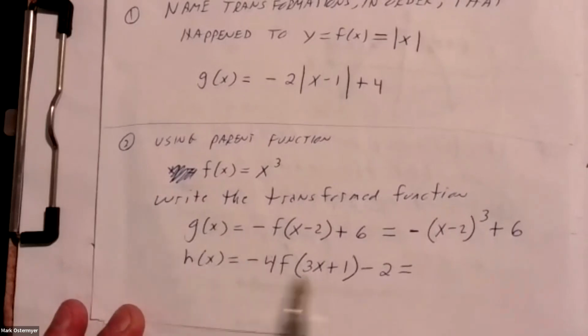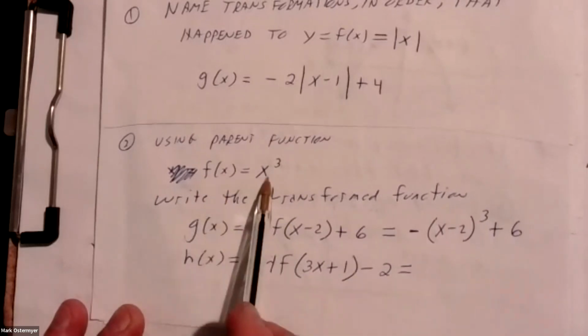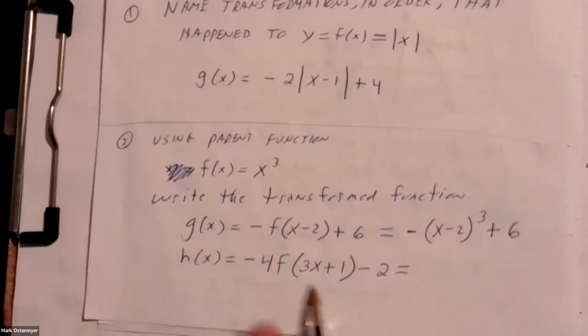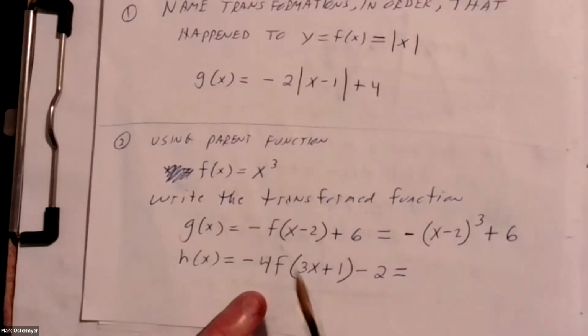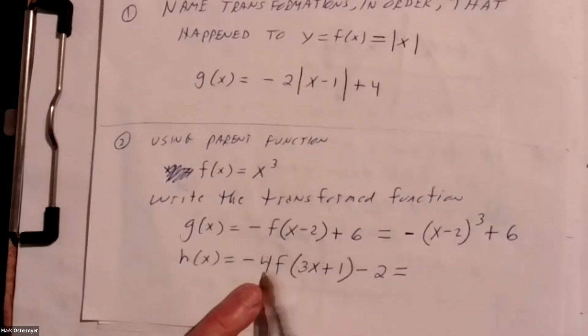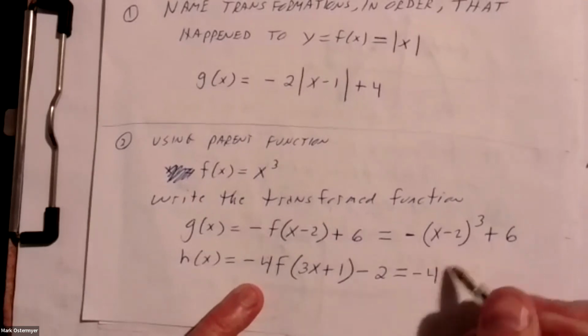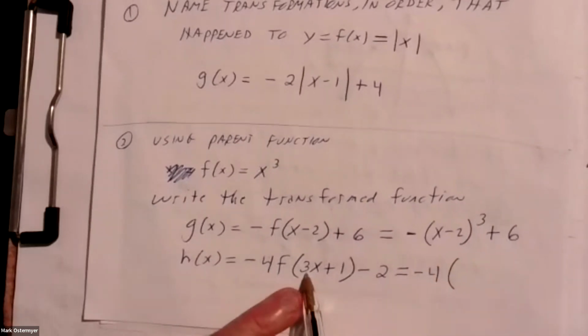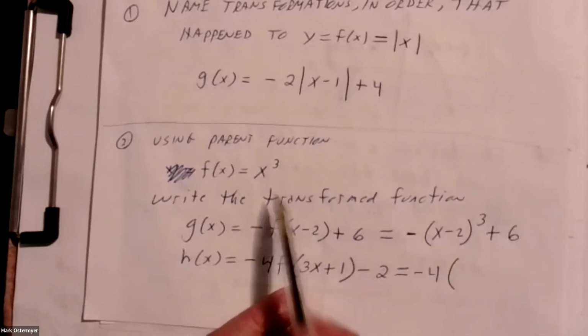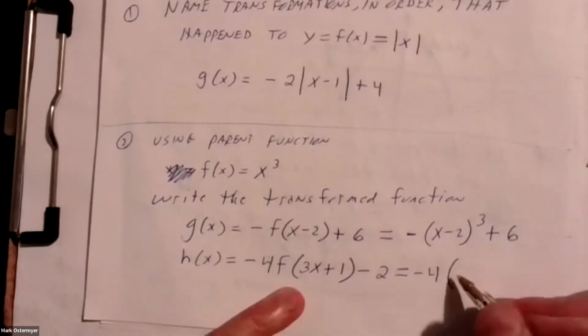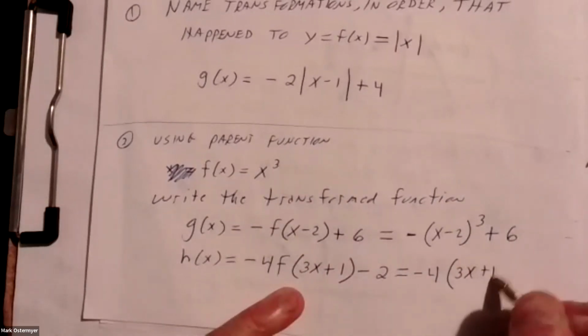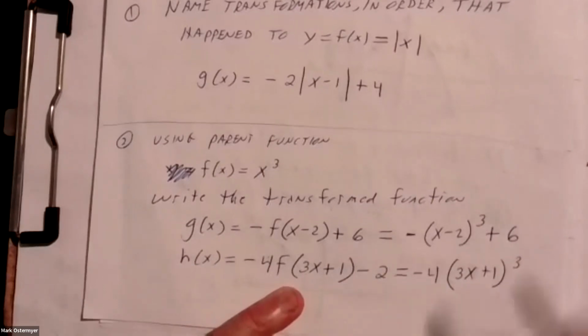Help me to write the function h of x based on this being the parent function, x cubed here. So how would I write my new function h of x? It would literally be what? -4 times what? What's going into x here for f of x? 3x plus 1 is going, drop it in here. So the 3x plus 1 gets what? Cubed. And then we subtract off 2.